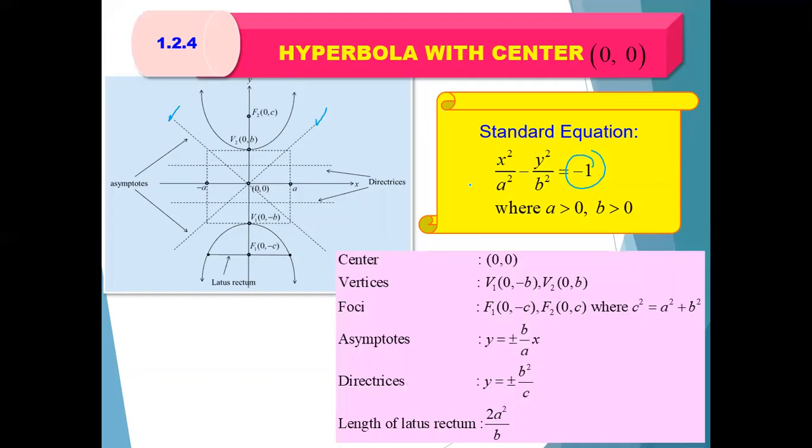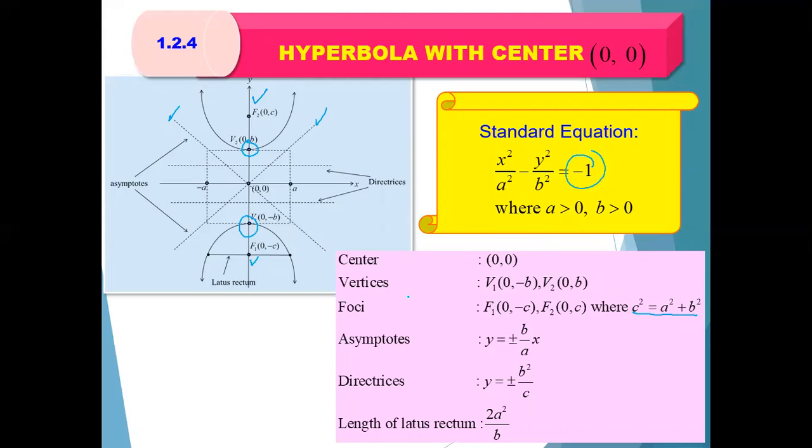Let's see the things that you have to consider in a hyperbola. Center is at 0, 0. Vertices are 0, b and 0, negative b. And then we have the foci, which are 0, c and 0, negative c. So how do you obtain c? It is c square is equal to a square plus b square. This is no problem, it's easy. Whether b is bigger or a is bigger, it's the same: c square is equal to a square plus b square.